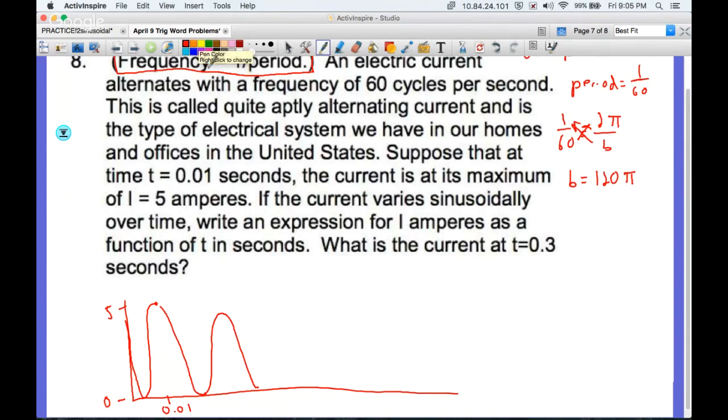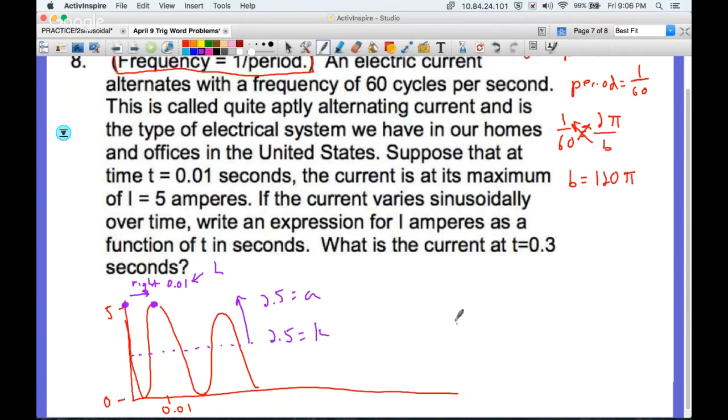If I wanted to put a midline in, I think it's probably pretty clear that that midline would be at 2.5. So that gives me my k value. And then the distance from my midline up to the peak is also 2.5. So 2.5 equals my a value as well. Now I'm going to use a cosine because I know that I've got a maximum here. Cosine normally has a maximum at 0. It's been shifted right 0.01. So that gives me my h value.